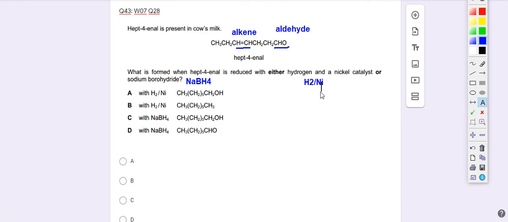Now, I would like to make a note. Hydrogen and nickel catalyst can reduce both alkene and aldehyde. Then, as we saw from the summary just now, sodium borohydride can only reduce the aldehyde, but not the alkene.